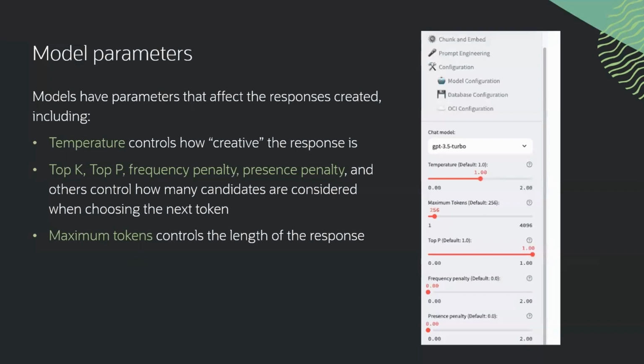Each model has parameters that affect the response it creates. Some important ones are temperature, which controls how creative the model is. Several parameters control which candidate tokens or words are considered when choosing the next token in the response. And maximum tokens controls how long the response can be, and therefore how verbose or terse the model needs to be.